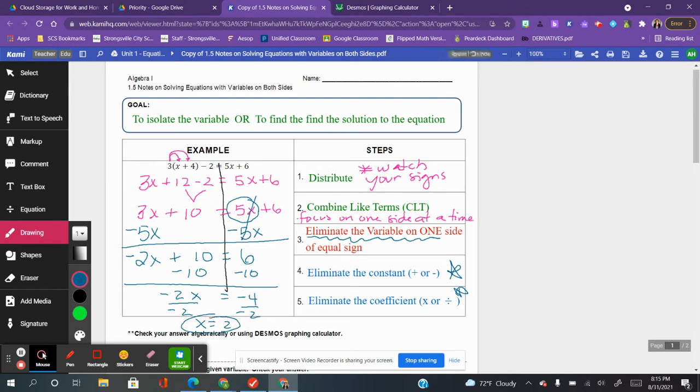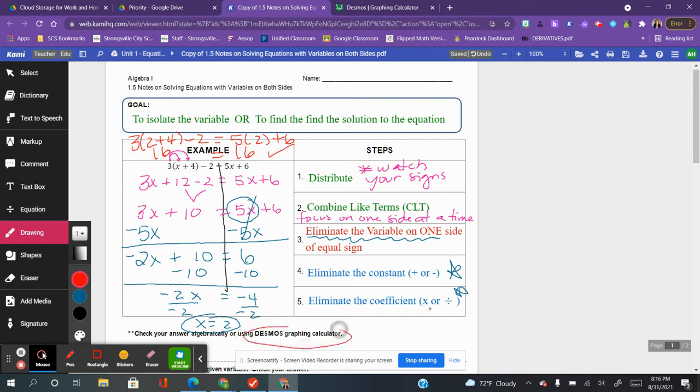Now I can always check my answer algebraically. Checking algebraically, remember, means that I would replace each x in my original equation with the answer that I got. Then I could type each side into my calculator separately and see if I get an equal number on each side. If I type 3 times 2 plus 4 and then minus 2 into my calculator, I should get 16. And if I type 5 times 2 plus 6 into my calculator, I should get 16.